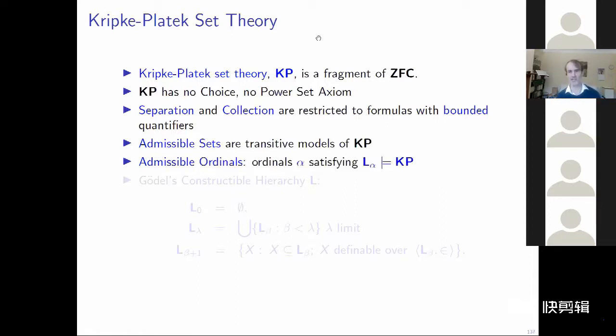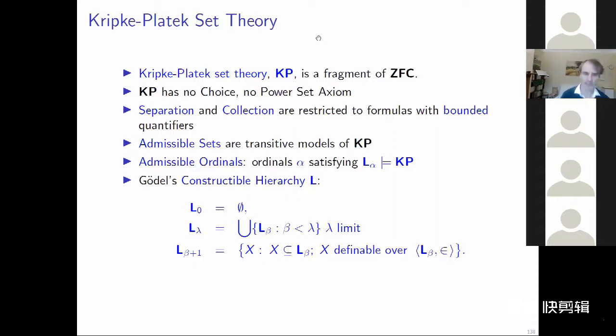The chunks of the constructible hierarchy that are models of Kripke-Platek are called, so if L alpha is a model of Kripke-Platek, alpha is called an admissible ordinal. The constructible hierarchy is just the thing that Gödel came up with. Actually, he also drew on work by Hilbert. But basically what you do is you iterate the operation of definability through the ordinals. So you always add definable sets, definable over the previous chunks of the hierarchy.